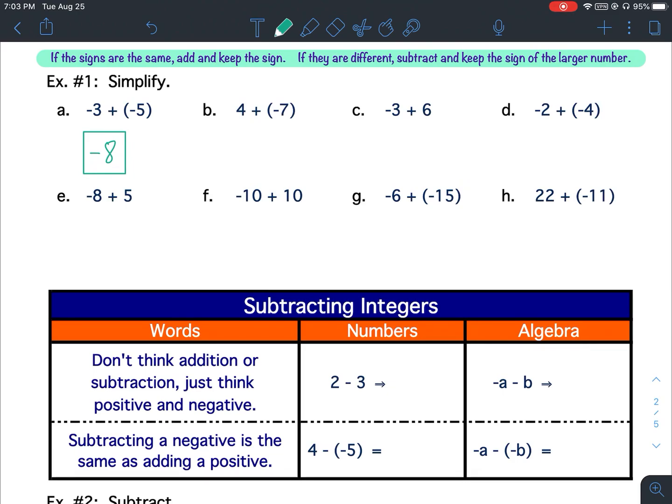For B, it's 4 plus -7. The 4 is positive, and then the 7 is negative. So those signs are different. When the signs are different, we subtract. 7 minus 4 is 3. And now you have to decide what's the sign of the larger number. Is 4 the larger number or is 7 the larger number? Well, 7's the larger number and 7 is negative, so my answer is -3.